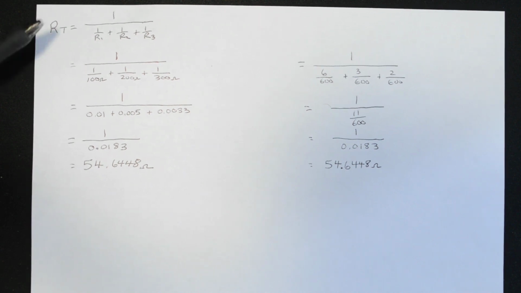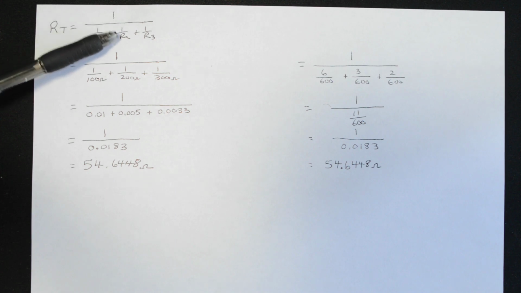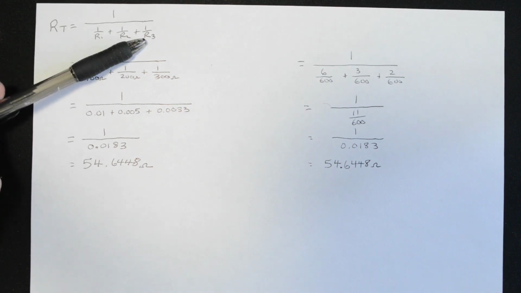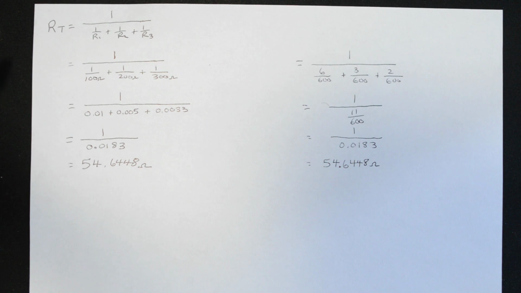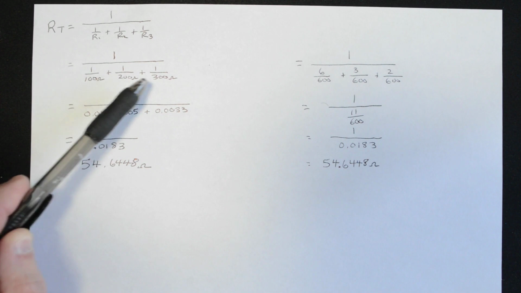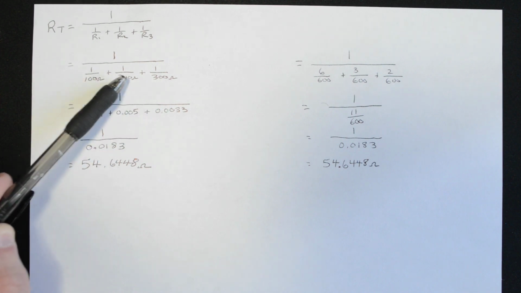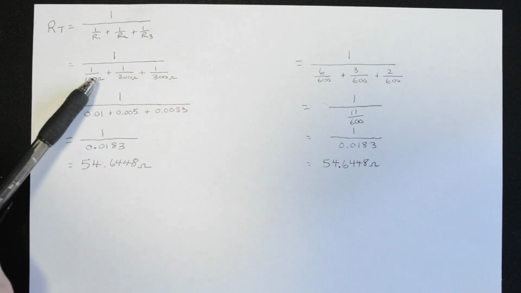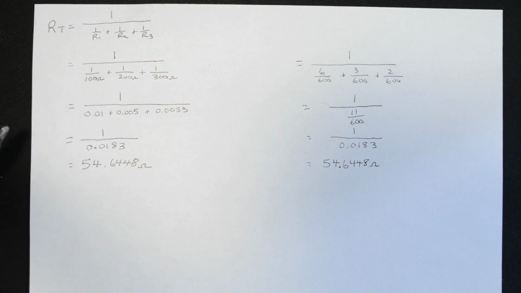Total resistance, RT, equals 1 over R1 plus 1 over R2 plus 1 over R3. So we'll use as an example here our three resistors as 100, 200, and 300 ohms. So you see the resistances go down here, and I just place the ohms in to remind you that these are the three that we're using right there. And they are all in ohms, the base unit, so you don't have to do any conversions. So from this point on, I will just leave it out.